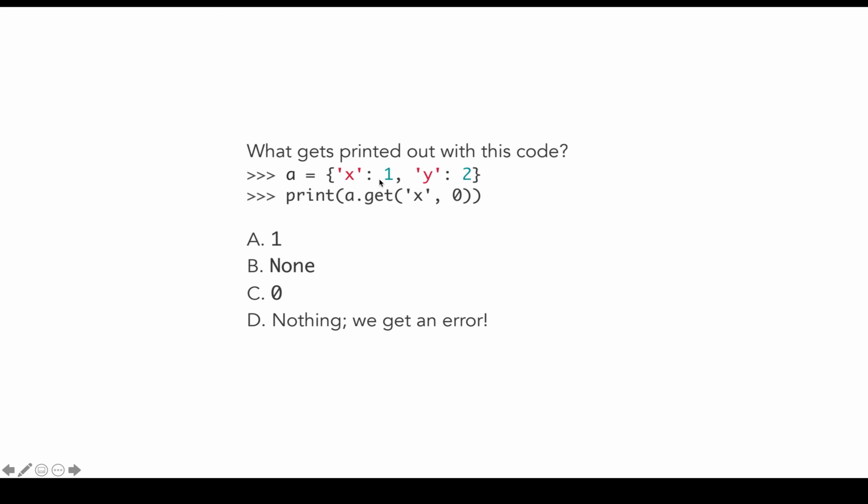So in this case, I'm trying to find A.get(X). What gets returned? Well, at X we get 1, right? So the answer is actually 1 here. And if I didn't find that X key, then we'd return 0.